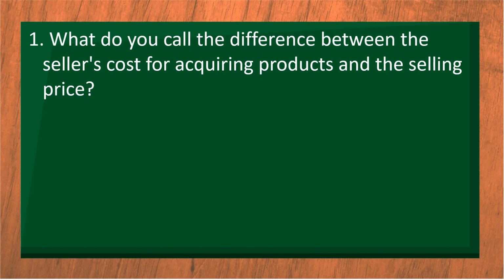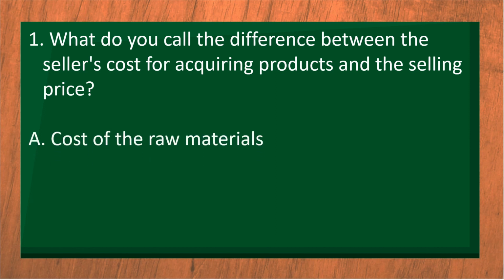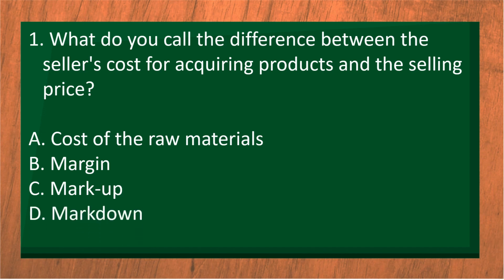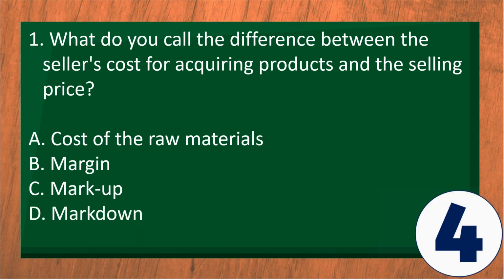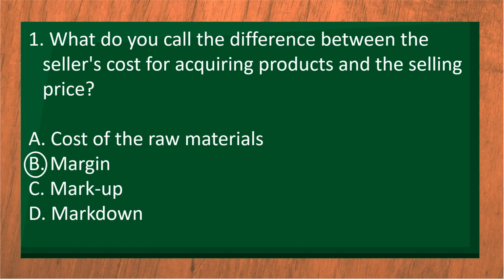Read each question carefully. Choose the correct answer from the question by writing the letter in the space before each number. What do you call the difference between the seller's cost for acquiring products and the selling price? Letter A, cost of the raw materials. Letter B, margin. Letter C, markup. Letter D, markdown. The answer is letter B, margin.